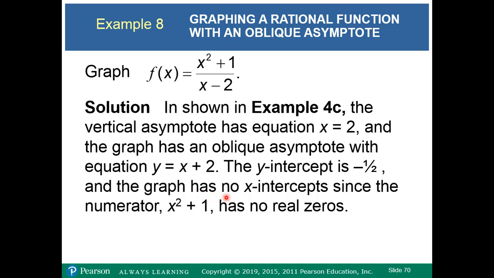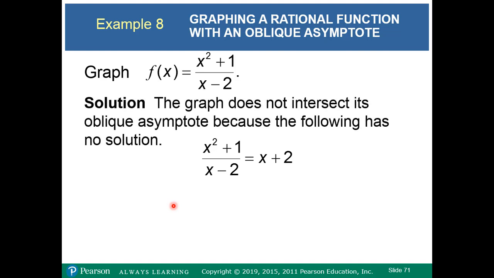And the graph has no x-intercepts at all, since the numerator is this. So there's no value that will make this 0. There's no value of x that we can plug in and make this 0. So there are no x-intercepts in this case. So it has no real zeros.